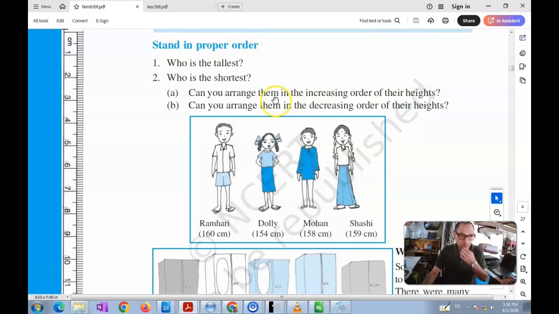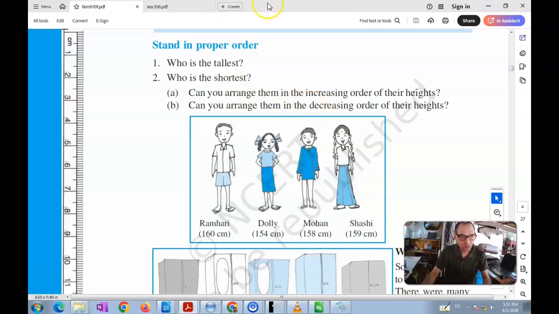Now what we will do in this video is this section in the text, which is stand in proper order. So we have a number of children over here. This one is the tallest one, this one is the taller one, this one is the shorter one, this one is then the shorter one, and this one is the shortest one. But they are standing in such a way that there is no order. Based on their height, we can say that this one is the tallest one, and this one is the shortest one, but they're not standing in any sort of order.